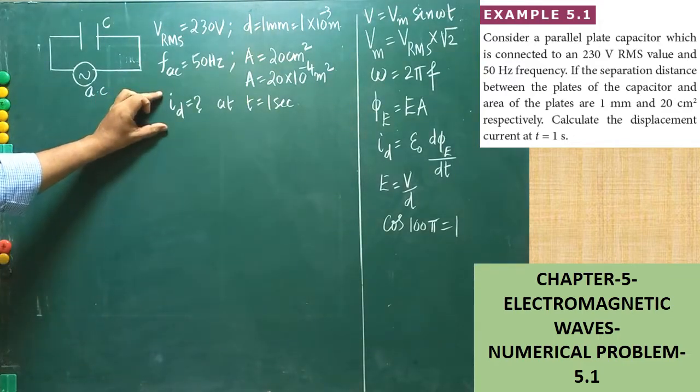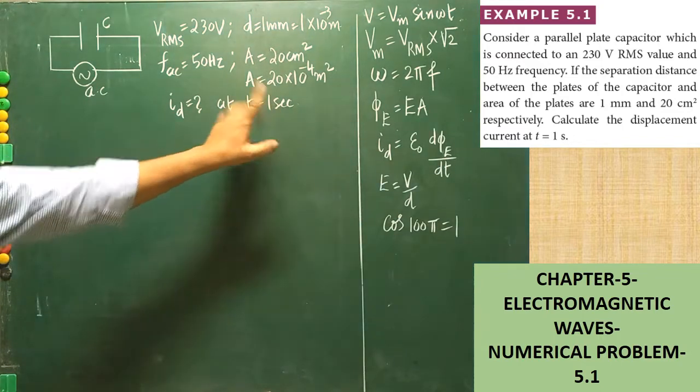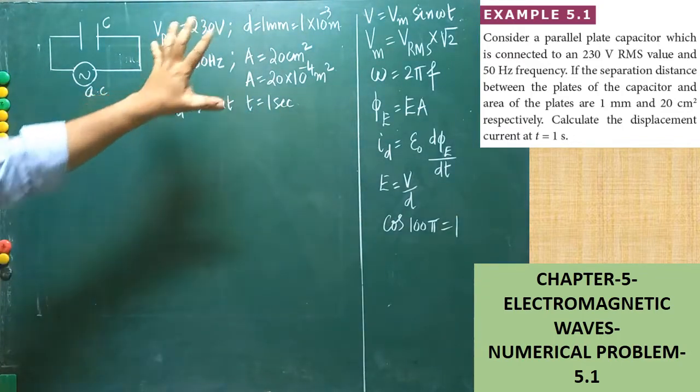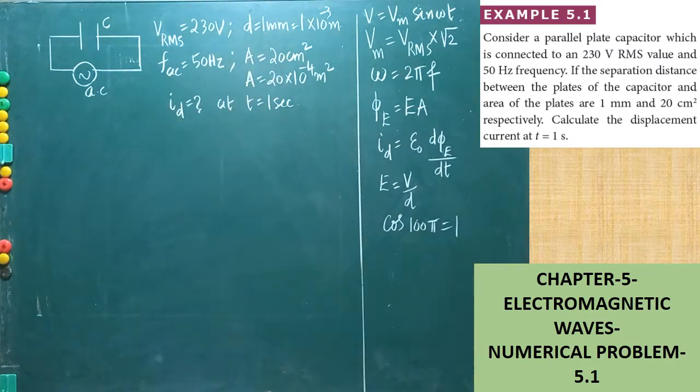Here you are asked to find out the displacement current which flows in this region, when the time t is equal to 1 second. So all data are given. Here I have written all required formulae. Without knowing the required formulae, we can't solve.